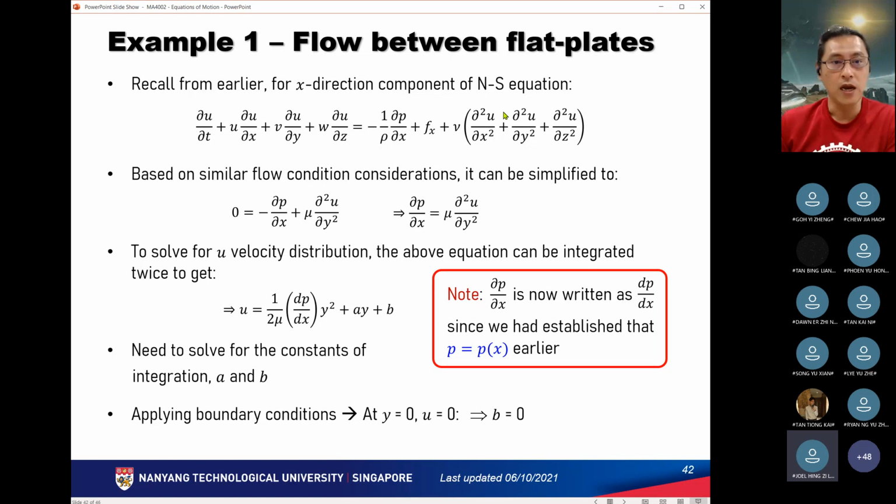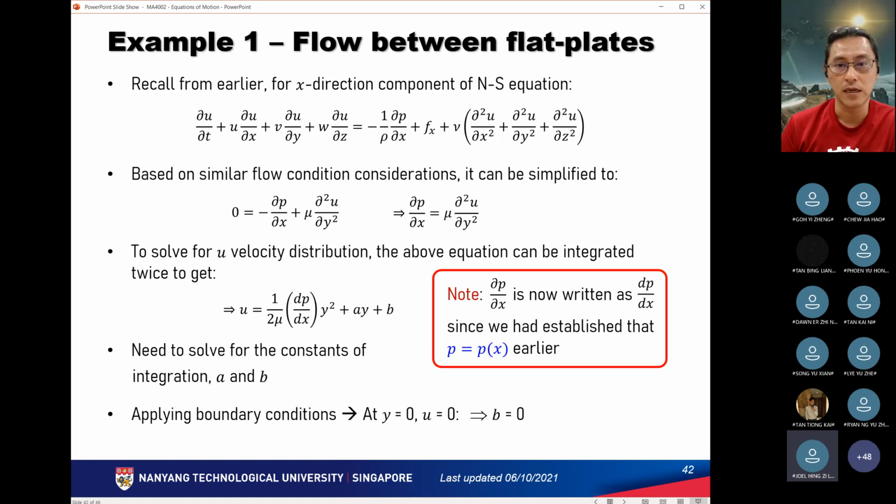Again, based on the similar flow conditions that we considered early on, we can make the appropriate assumptions, and I'm not going to go through it in too much detail. You guys can figure it out for yourself. Most of the terms can be set to zero, such that at the end of the day we're going to get this expression. Del p by del x, that's the pressure gradient in the x direction, equals mu, that's your dynamic viscosity, mu into del square u by del y square.